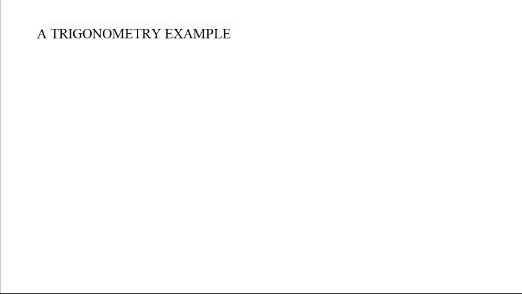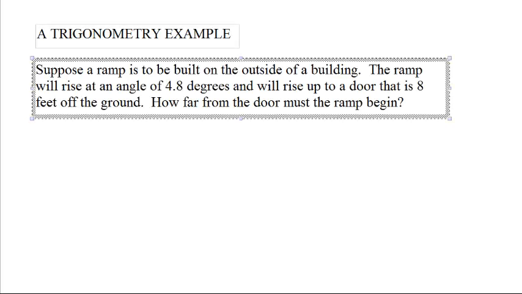Okay, let's try a real-life trigonometry example. Suppose a ramp is being built on the outside of a building. The ramp will rise at an angle of 4.8 degrees and will go up to a door that is 8 feet off the ground. How far from the door must the ramp begin?